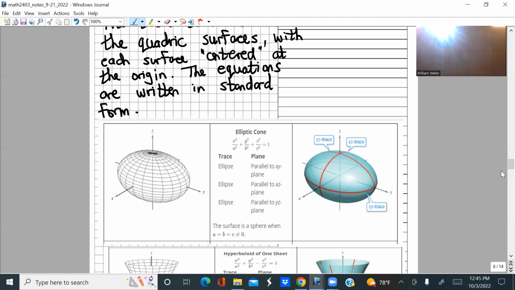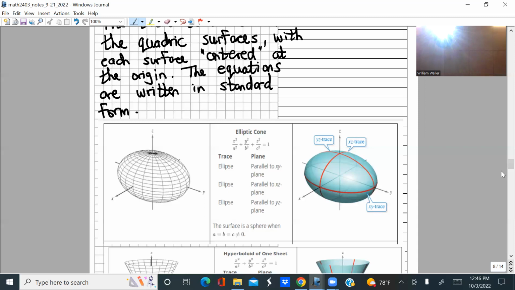I wrote down that second degree quadratic equation in simplified form. In this sort of catalog of surfaces, though, they don't have the equation simplified in different ways. If you have an equation that looks like this, where you have x squared plus y squared plus z squared equals 1, graph this creature, and we get what's called an ellipsoid.